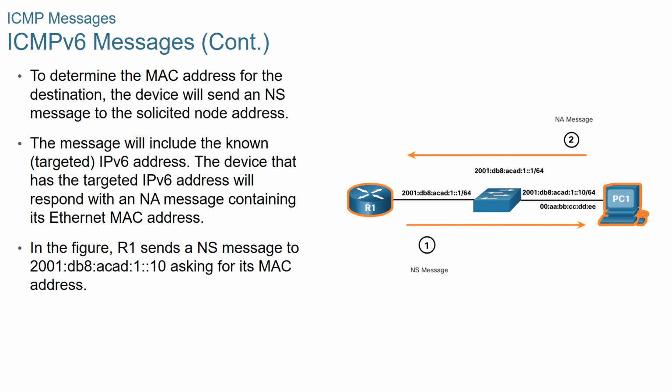To determine the MAC address, the media access control address, for the destination, the device will send a neighbor solicitation message to the solicited node address. The message would include the known targeted IPv6 address. The device that has the targeted IPv6 address will then respond with a neighbor advertisement message containing its Ethernet MAC address. So in the figure, we have R1 sending a neighbor solicitation message to 2001:DB8:ACAD:1::10 asking for its MAC address.